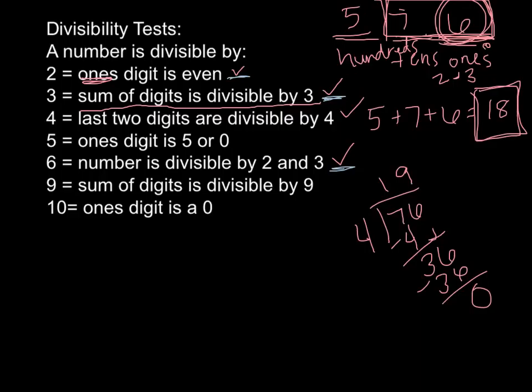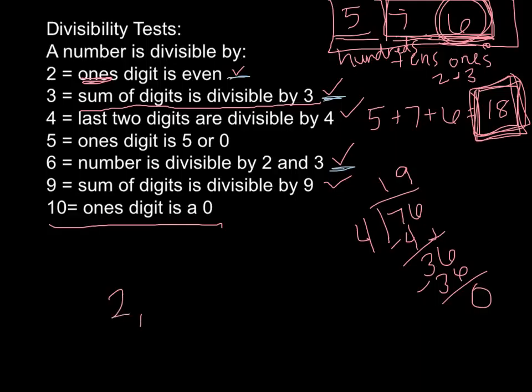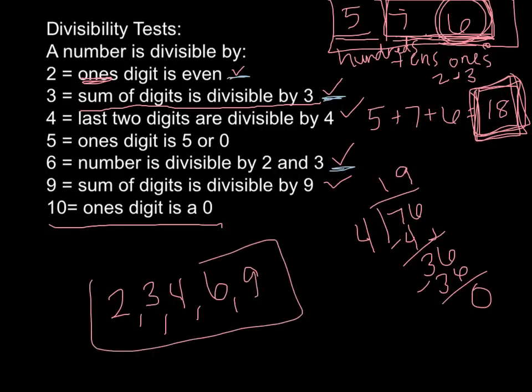5 plus 7 plus 6, which gets us 18. We already did that. And is 18 divisible by 9? Yep, because 2 times 9 is 18, so that one checks off. The ones digit for number 10, the ones digit is a 0. Nope, not that one. So our digit that I made up here, 576, is divisible by 2, 3, 4, 6, and 9. So this is what my answer would look like.